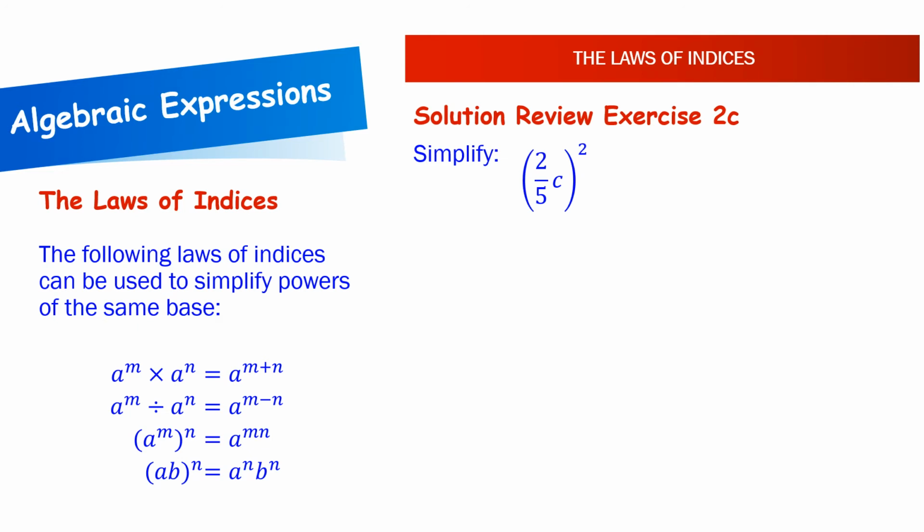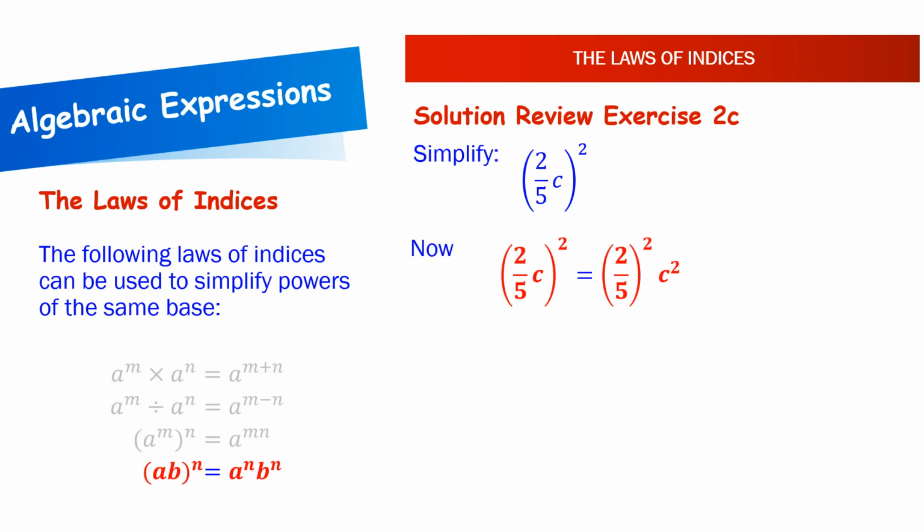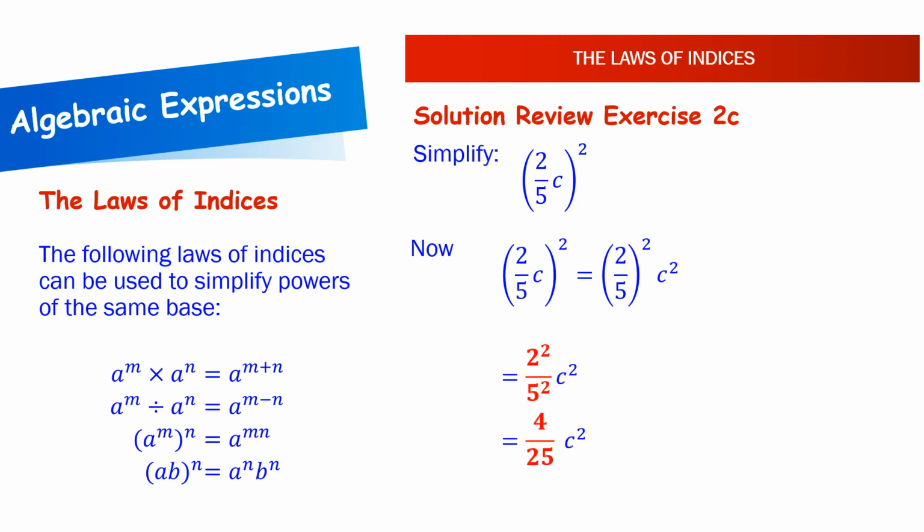Now for review exercise 2c. Simplify 2/5 c all squared. Again, we use the last law to give us 2/5 squared times c squared. And then multiplying out the numerator and the denominator gives us 2 squared over 5 squared. And we leave c squared as it is, which of course becomes 4 over 25 times c squared.